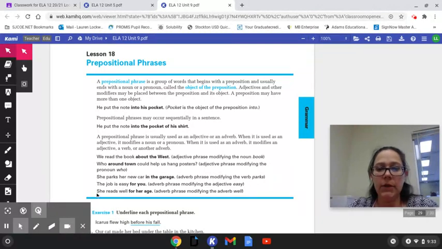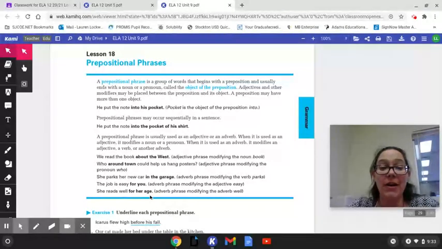Now let's look at an adverb that's modifying another adverb. She reads well for her age. The adverb is well. It tells us how she reads. And how does she read well? She reads well for her age.